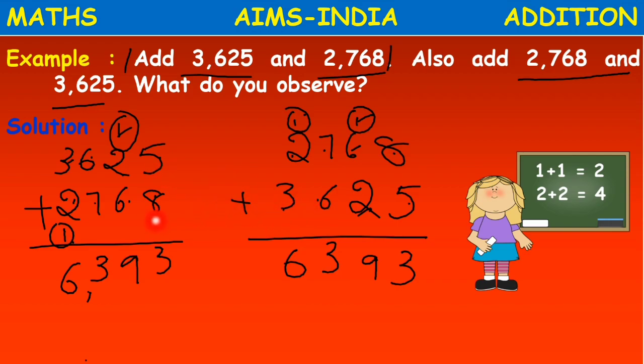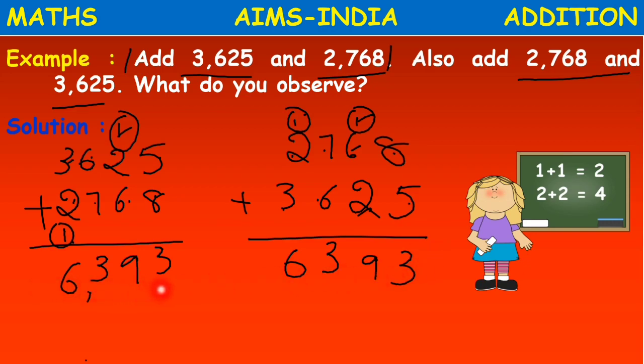We changed the order of the numbers. In the first problem, we took 3625 first, but in the second problem, we wrote it in the second place. Yes, we changed the order. Here this was first, now this is second, and this was second, but now it is written in the first place. And what do you observe from this? Even though we changed the order, the sum we got, that is the answer we got, is the same.